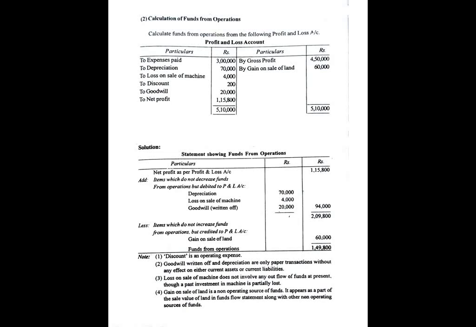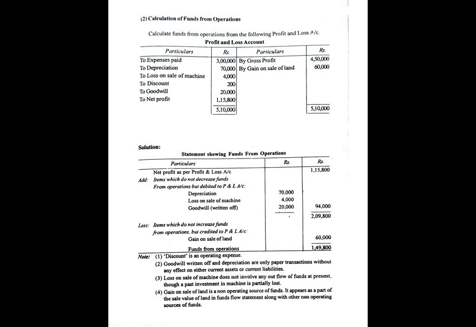In this problem, we have to calculate the fund from operation from the following profit and loss account. They have given the debit side of the profit and loss account: expenses paid 3 lakhs, depreciation 70,000, loss on sale of machine 4,000, discount 200, goodwill 20,000, net profit 1,15,800. Then the credit side: gross profit 4,50,000, gain on sale of land 60,000. Altogether both sides total 5,10,000.